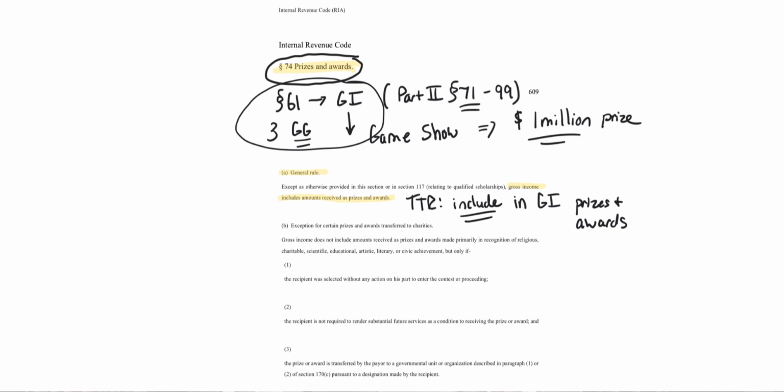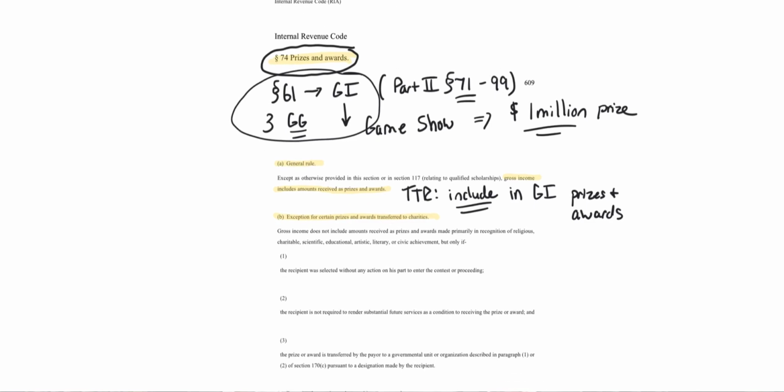Another reason is because, as you'll see below, we've got some exceptions to the general rule, as we normally do. Exceptions for certain prizes and awards transferred to charity. So if we're going to start off with exceptions, then we need the general rule. Now, some of you might be saying, then why don't we just put this with the exclusions? That's a good point. But again, Congress wanted to make clear that prizes and awards, like game show prizes and awards, are gross income. So this is one of the exceptions.